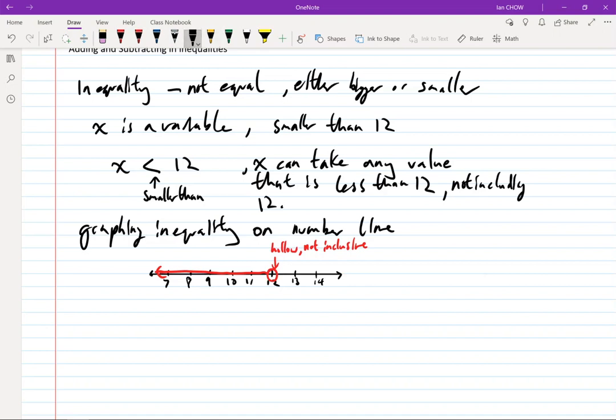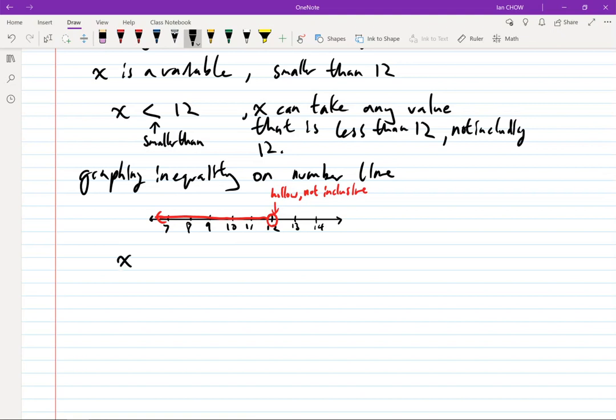Now, let me do another example. Let's say that we have the inequality x is greater than 3, for example. This is just a random example. Let me draw a number line over here. This means that x can take any value that is bigger than 3, not including 3, because 3 itself is not greater than 3. So I would start by putting 3 over here, then 2, 1, and so on, and then 4, 5, 6, 7, 8, and so on.